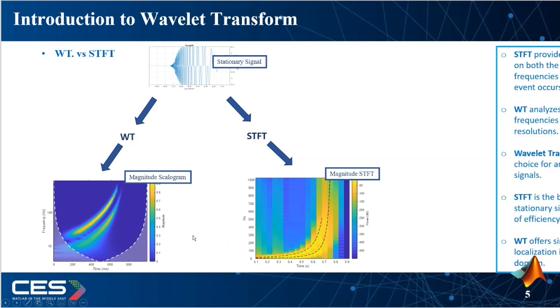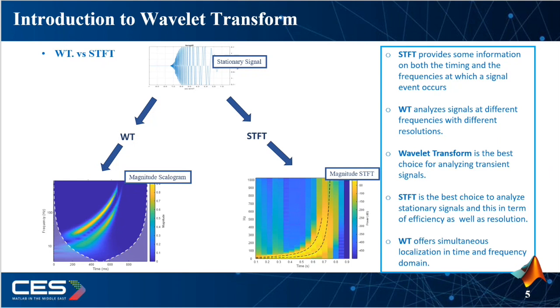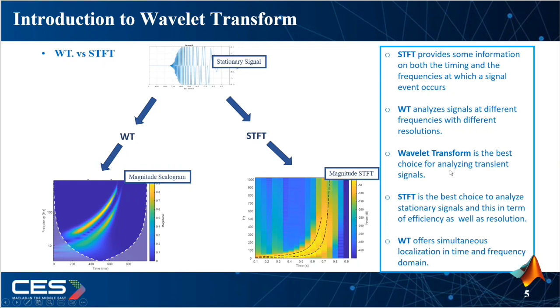So what we can say about the wavelet transform and the STFT for non-stationary signal, wavelet transform analyzes signal at different frequencies with different resolution, or what we call the multi-resolution analysis. Wavelet transform is the best choice for analyzing transient signals or for detecting transient signals in real-world time series, okay? And the wavelet transform offers simultaneous localization in time and in frequency domain.